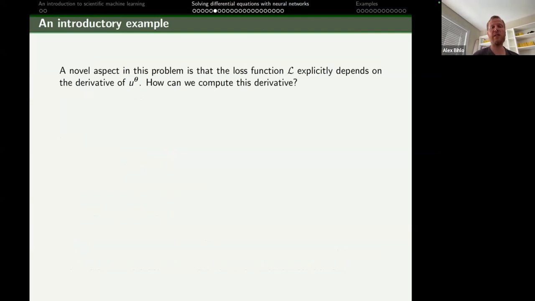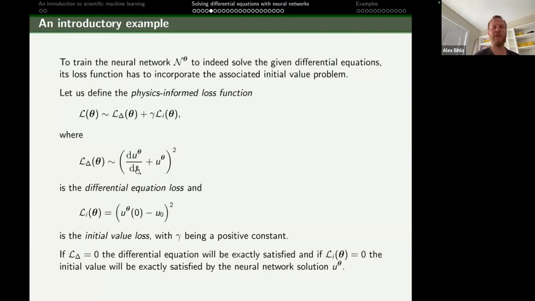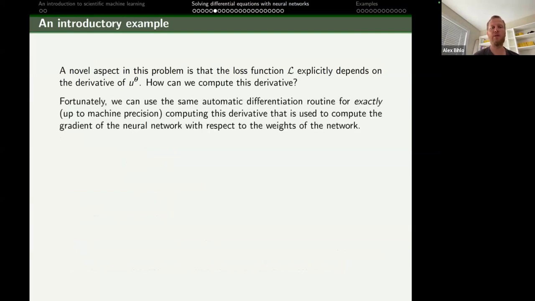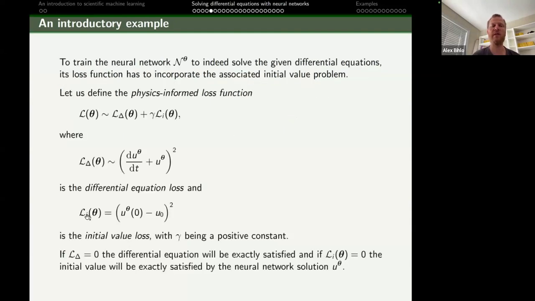So how do we do this now? Now we have to differentiate a neural network with respect to its input. How can we compute this derivative? It turns out that for this task, we can use what's called automatic differentiation, which allows us to compute this derivative exactly in finite precision arithmetic, that is. And fortunately, automatic differentiation is the same principle that's being used to compute the gradient of the loss function itself.